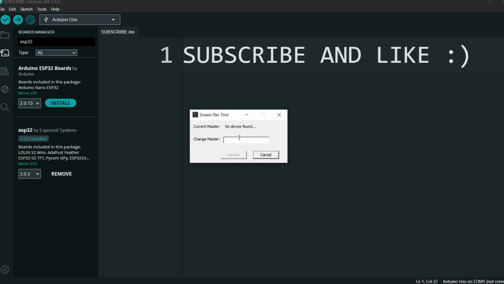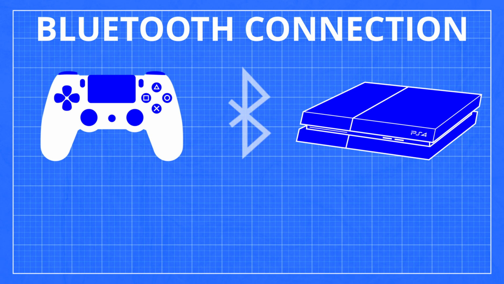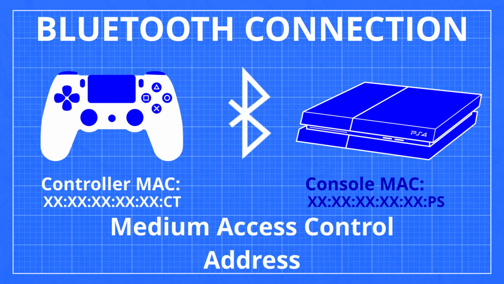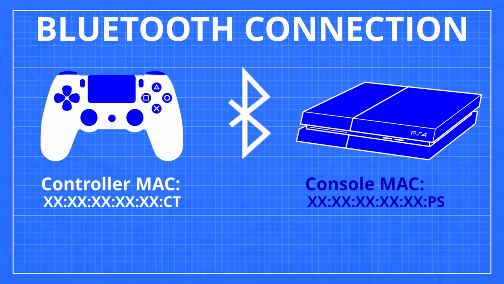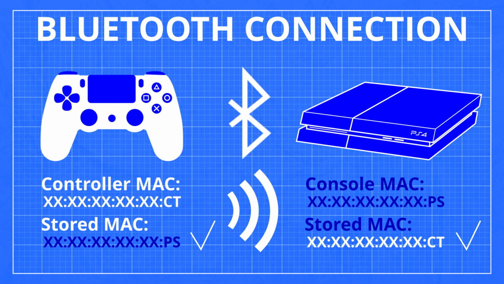So how does all of this work? DualShock controller connects to the PS4 via Bluetooth. Each device that uses Bluetooth or Wi-Fi has a MAC address, medium access control address, used for communication between devices. When a DualShock is connected to a PlayStation, controller address is stored on a console, and a console address is stored on a controller. It tells both devices that they can connect to each other and send or receive data.